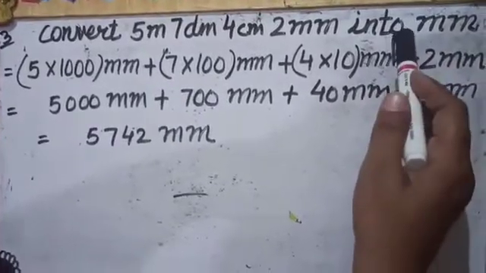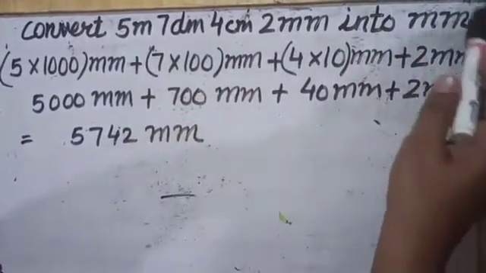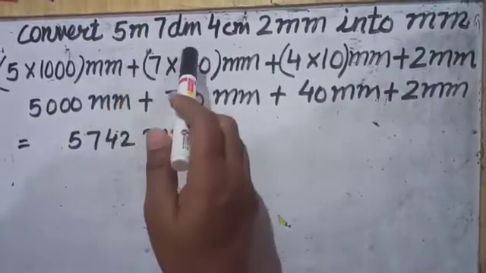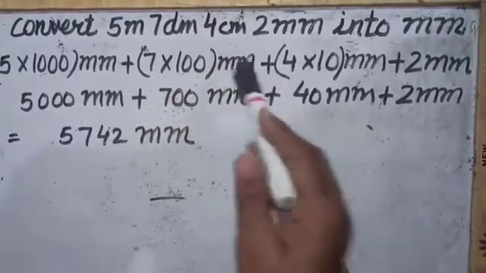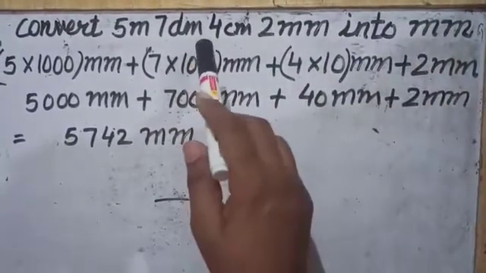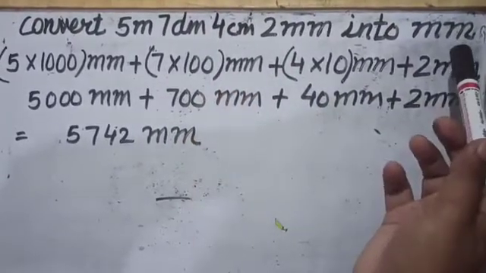Now student, you can see that we are converting these units into only one unit, millimeters. As you know, meter, decimeter, centimeter are bigger units than millimeters. So we are multiplying here because we are converting bigger units into smaller units.